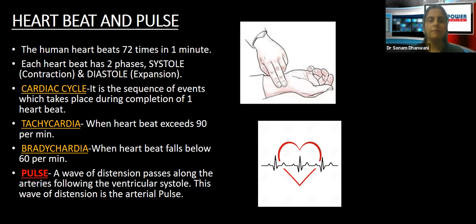ठीक है, अब जैसे मैंने पल्स का बोला, बढ़ता है कम होता है, same thing happens with the heartbeat. It increases, it decreases. So that is termed as conditions known as tachycardia and bradycardia. Tachycardia मतलब जब heartbeat 90 से ज्यादा बढ़ जाता है. Now we have seen that 72 is a normal thing. So when it increases more than 90, it is known as tachycardia, and when it reduces less than 60, then it is known as bradycardia. Okay, we need to keep these terms in mind.